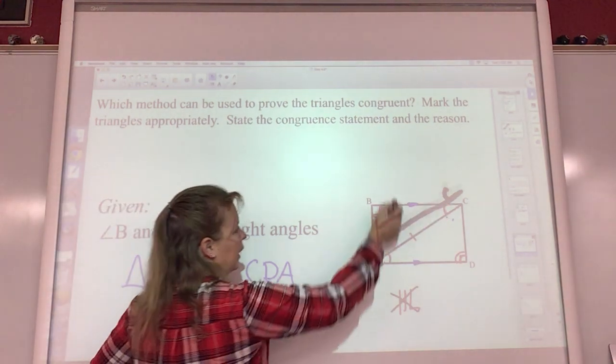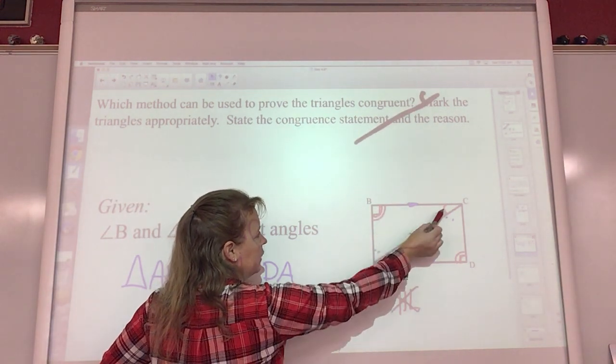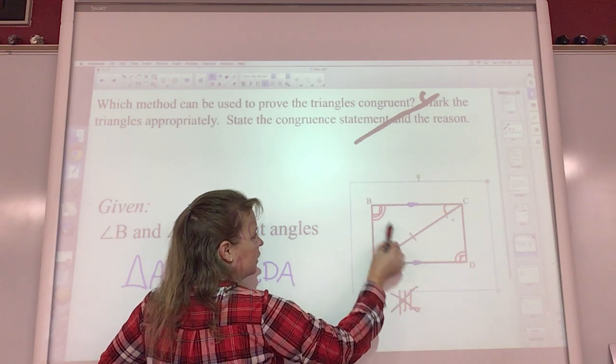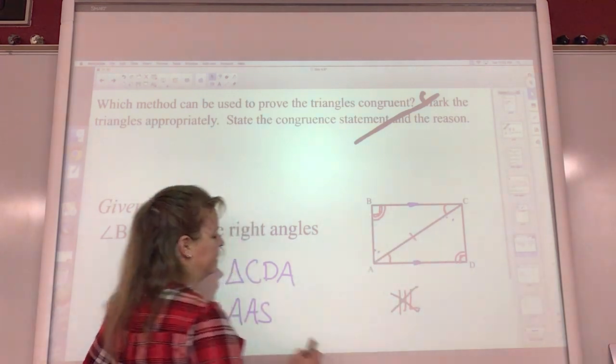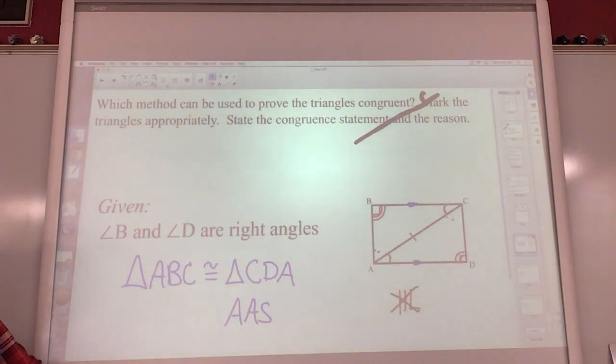Or we could just kind of count or look. We go from A to S. Angle, side, angle. That's what they're asking for when they say state the congruent statement and the reason.